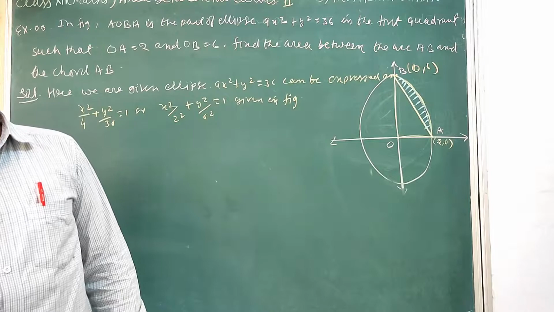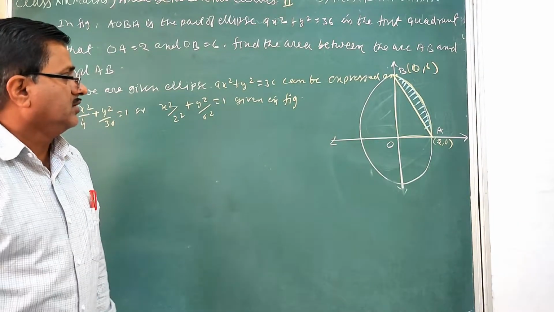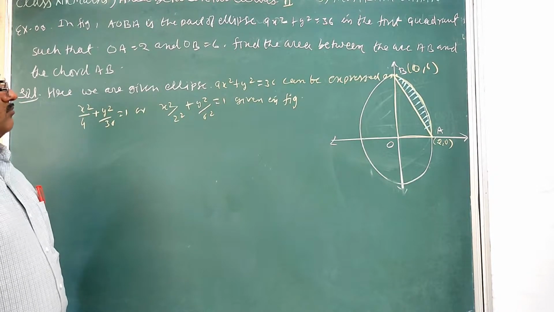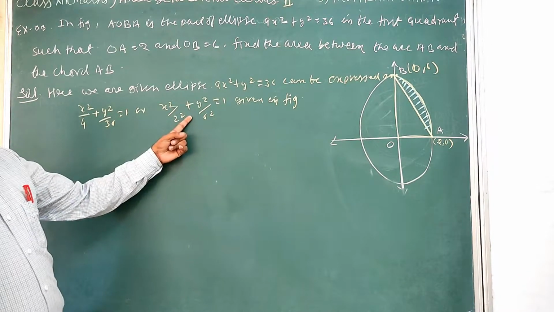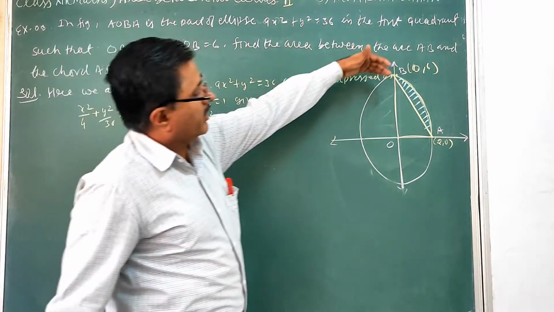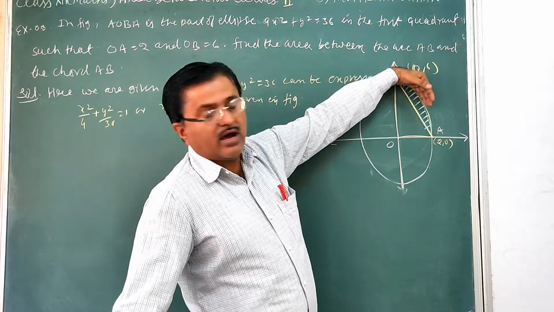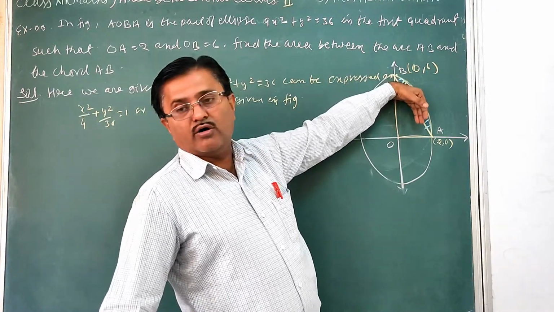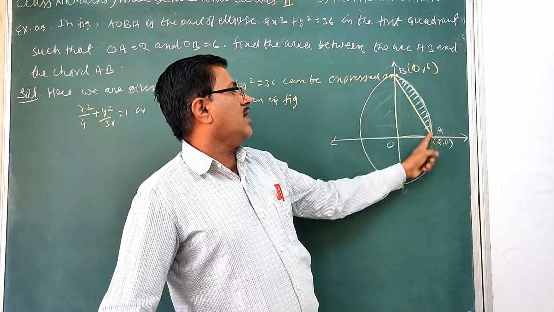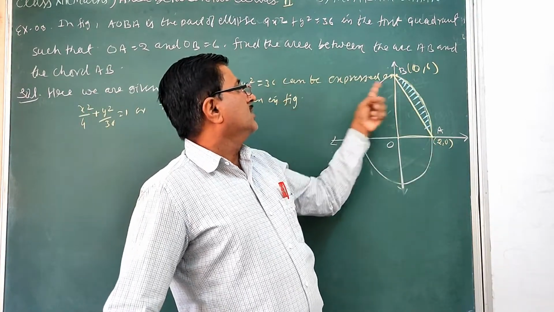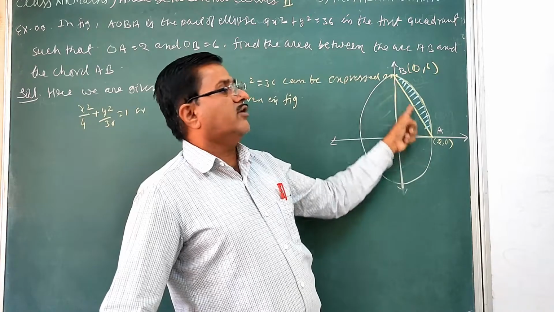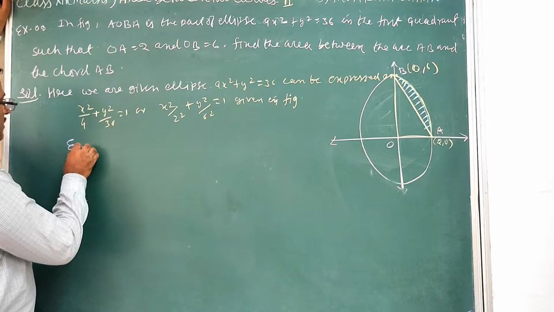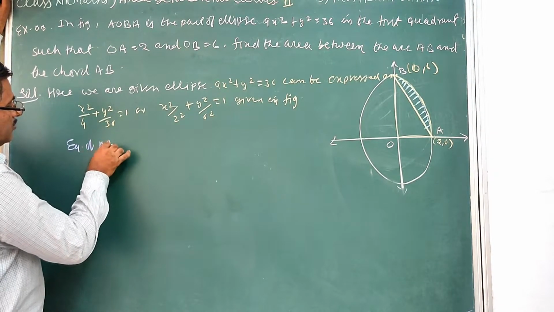Here we are given the coordinates of A and B. First of all we want to find the equation of AB, because without it we cannot find the area, since the equation of the curve is already given. So we find the area covered by the arc minus the area covered by the chord. We have the equation of the arc, that is the ellipse, and we need the area covered by the line or chord. So the equation of AB.